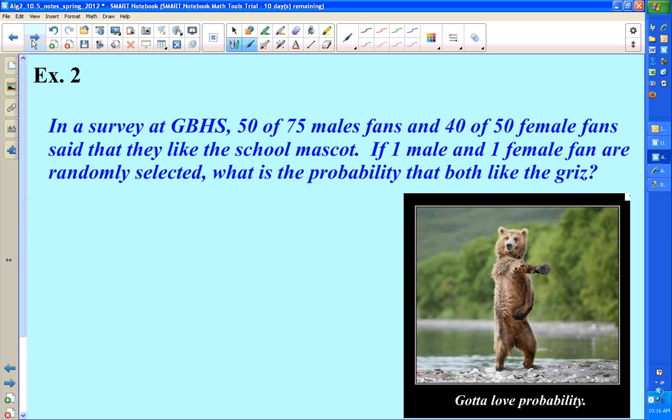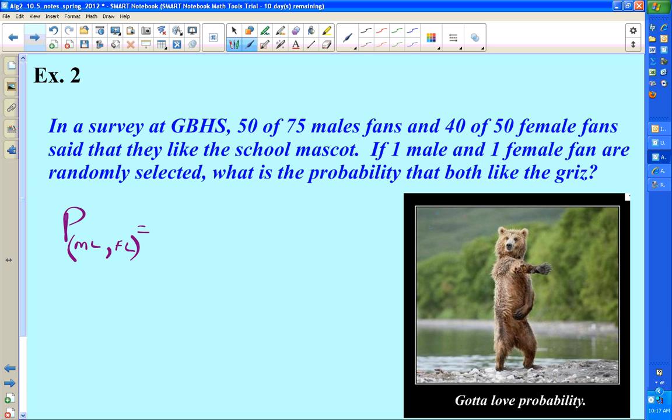Independent events, pretty easy. It's when they become dependent that we get confusing or more confusing. So you have 50 out of 75 guys said that they like the school mascot, and 40 out of 50 women said they like the school mascot. If you choose a male and a female at random, what's the probability they both like the grizzly? Probability a male who likes and a female who likes.